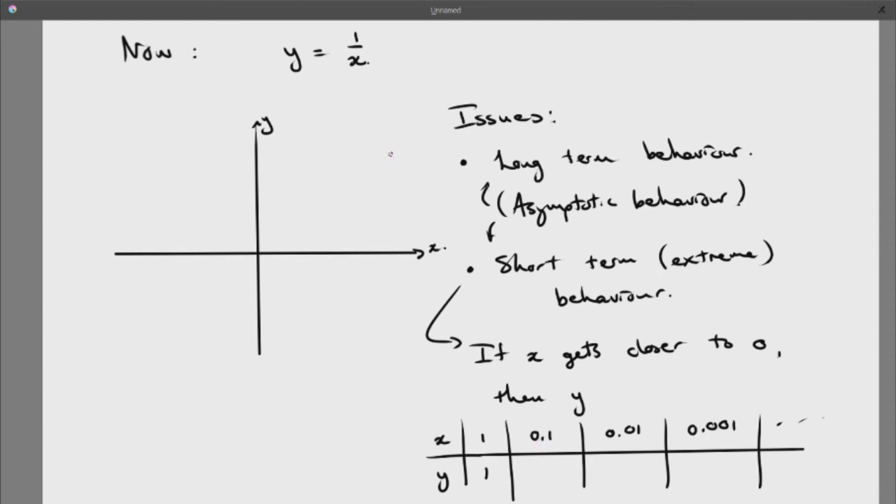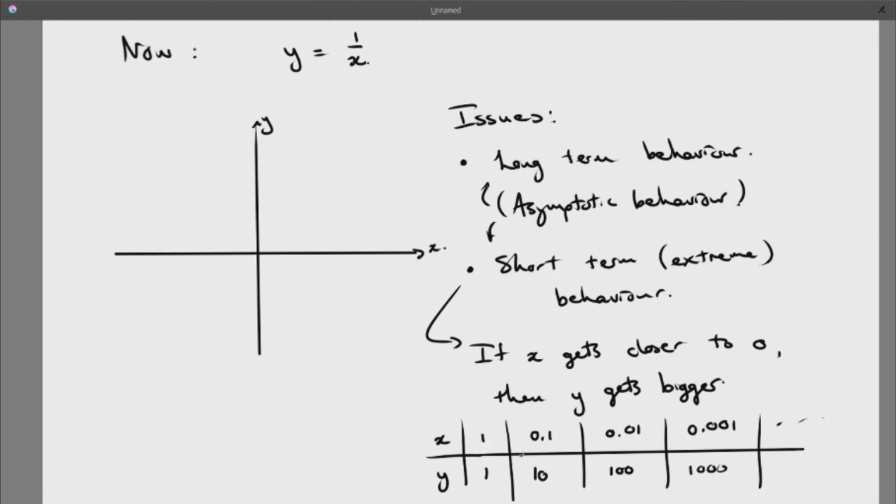When x is 0.1, y is equal to what? What is y equal to? 10. When x is 0.01, 100, 0.001, 1,000, and I can just keep going. But I see that as x gets closer to 0, the y value blows up in size. And the smaller my x value becomes, the bigger my y value is going to become. Let's just say here gets bigger.